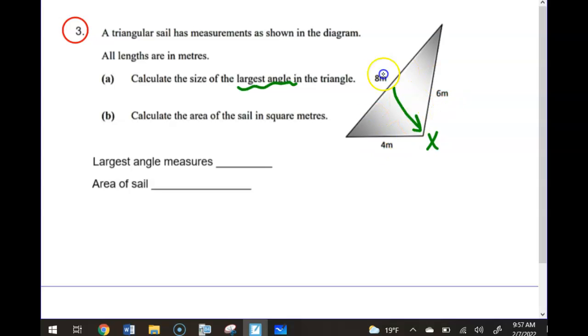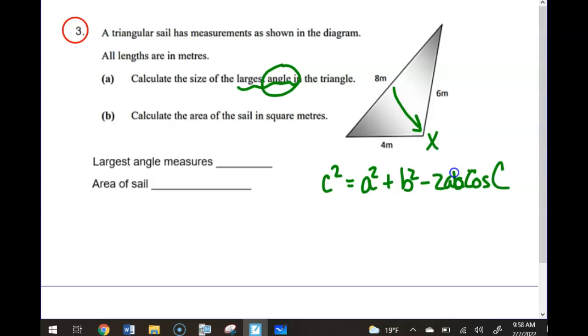When we have 3 sides and we need an angle, we can't use law of sines. We don't know anything across from anything else, but we can use law of cosines. I'm going to make one up like we just did a minute ago, I guess. We use c squared equals a squared plus b squared minus 2ab cosine of c.